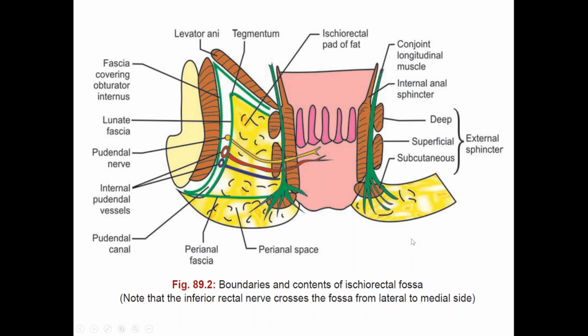What is the degree of the episiotomy? Anybody knows? Is it second degree or third degree? Episiotomy. Second degree? Yes, it is the second degree. What is the muscle involved? What is the muscle involved in this?